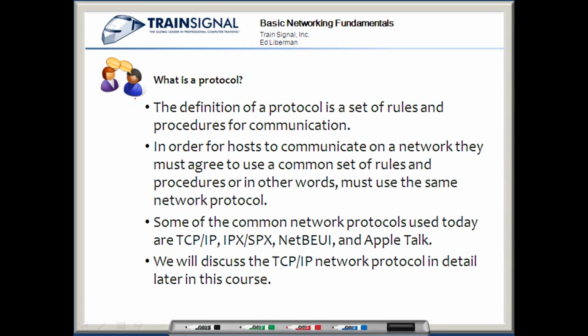Now, in order for hosts to communicate on a network, they must agree to use a common set of rules and procedures. In other words, they have to have the same set of rules and procedures or the same network protocol. They have to use the same network protocol. So if one computer is set to use one protocol and another computer is set to use another protocol, they're not going to talk to each other. They have to agree upon the same set of rules and procedures in order to communicate.